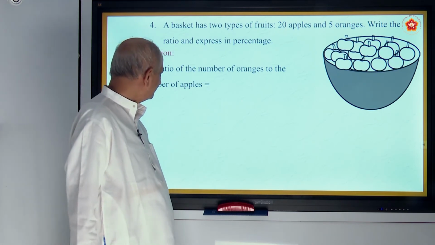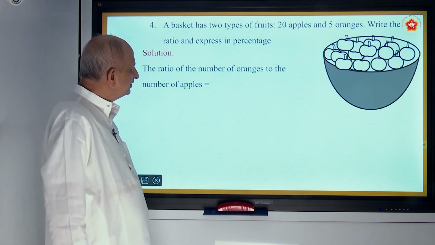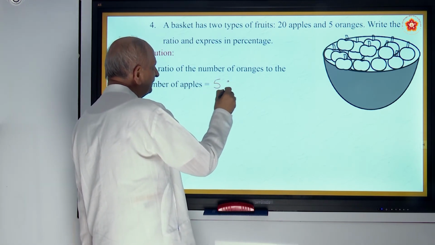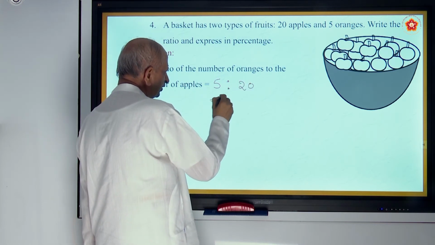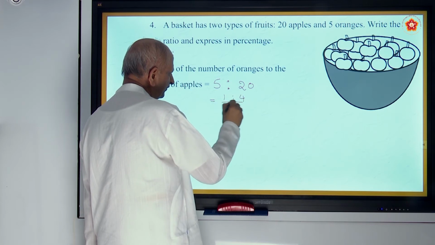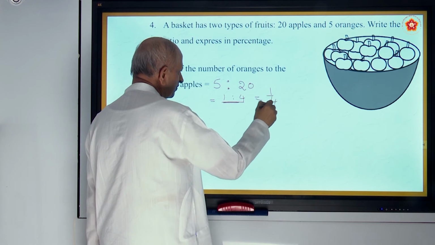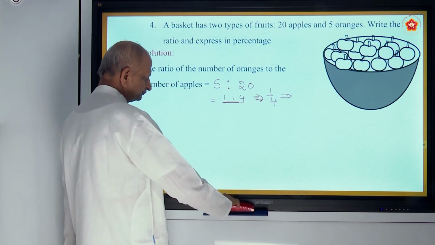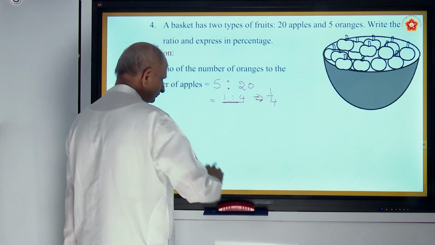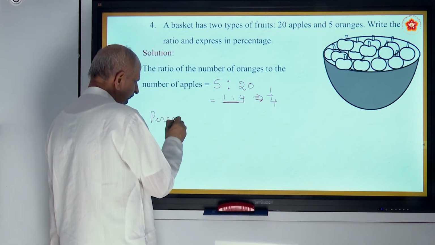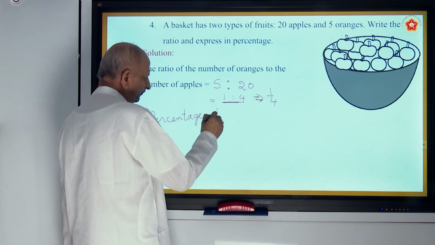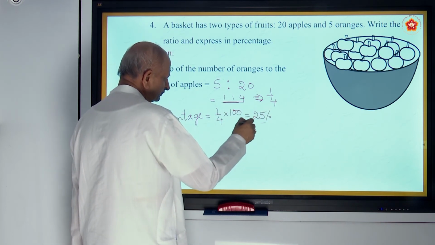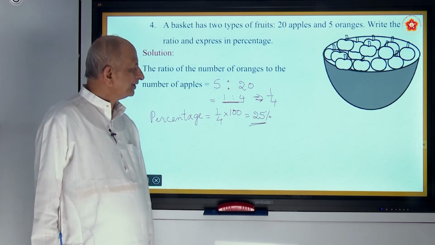So number of oranges to the number of apples. They are asking oranges. How many oranges? 5. How many apples? 20. So ratio is 1:4. 5 ones are 5, 5 fours are 20. Is also equal to 1/4, and is also equal to, they are asking you to write in percentages. So percentage, that is the second question asked. So 1/4 means 1/4 into 100, that is 25%. Understood? That is all. That is the first question.